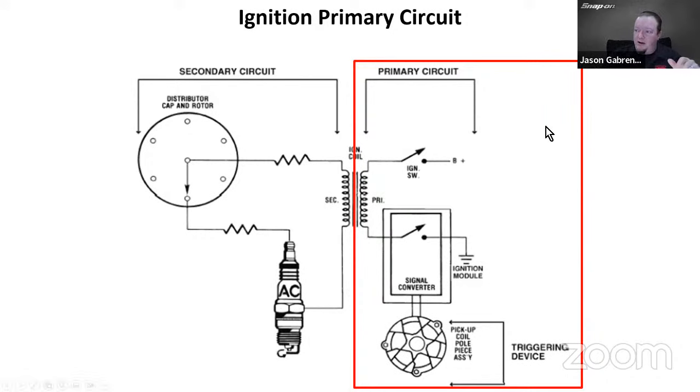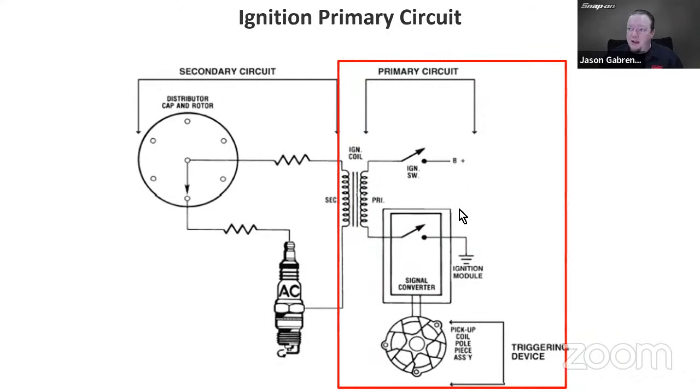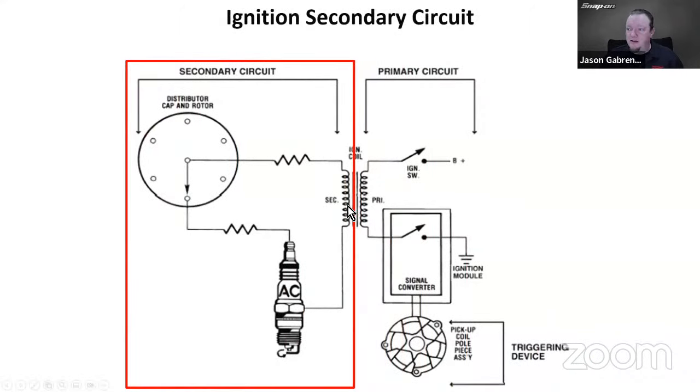And that includes the battery, any ignition switches, any ignition modules, igniters, any sort of pickup coils or cam sensors, crank sensors. Those types of things are all considered part of the ignition primary because it's going to help the computer know when to fire that coil. And then anything on the secondary circuit is going to be anything from the secondary coil on out through the spark plug.